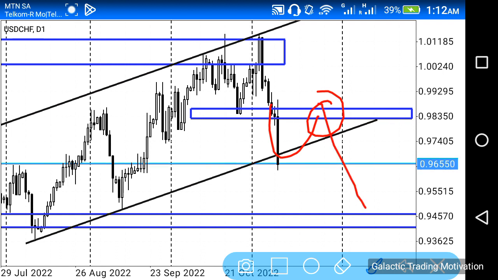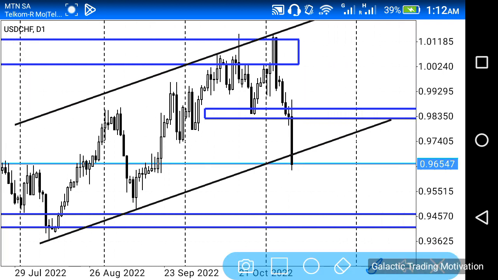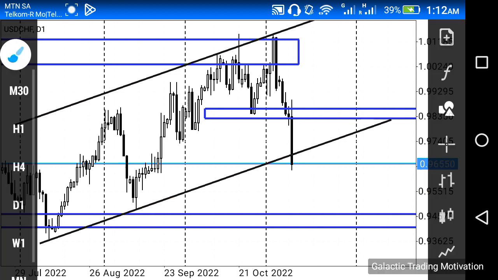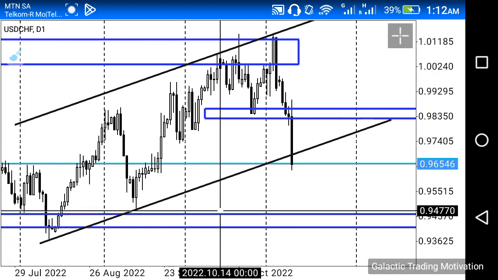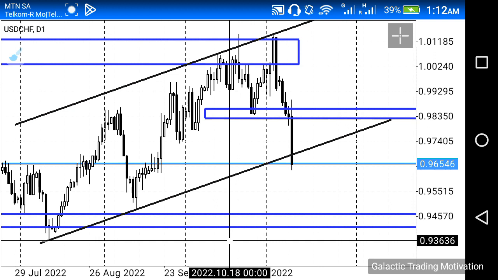And where would our take profit be? In my humble opinion, the first take profit should be this level over here, and that is because this level over here is a very strong level of support, as you guys can see, and the second take profit level should be this level over here.